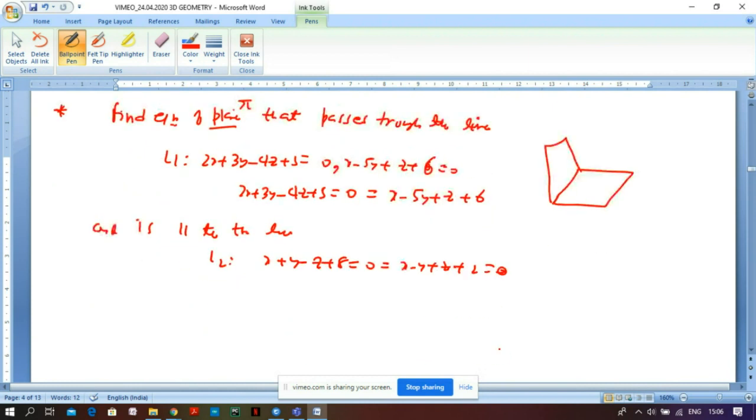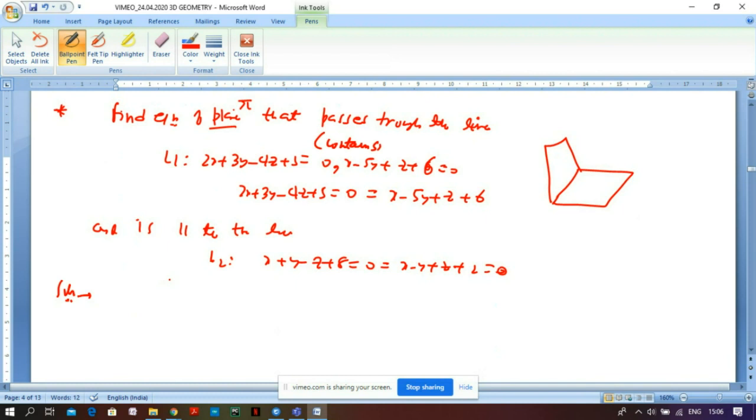You are given that you have to find the equation of a plane that passes through the line, meaning it contains the line. Passes through means contains the line, same thing. So you have to find a plane that contains the line L1 and is parallel to some other line, say L2. Obviously we can do it by first finding the direction ratios of line L2.